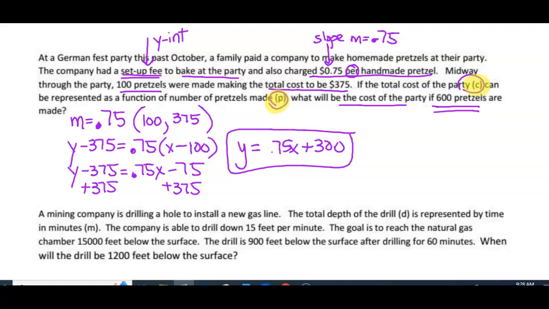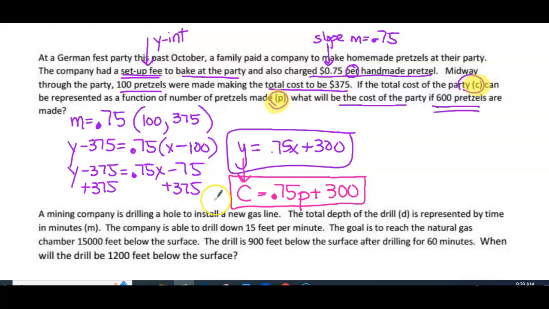We need to change this. So ultimately, the final equation here that they want is, no, I'm sorry, not P, C equals 0.75P plus 300. Now there's more to this question. Before we go to more of this question, let's make sure we know what everything represents.